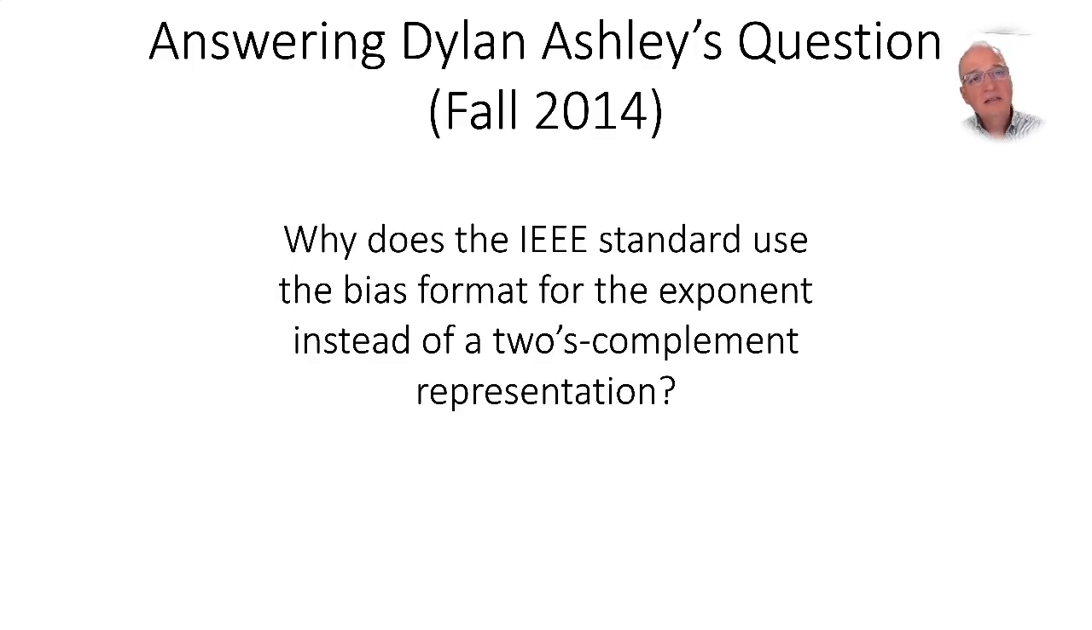And Dylan was very insistent in a question. He said, why does the IEEE standard use the bias format for the exponent instead of a two's complement representation? And he was very insistent. He says, why make things more complex? We already know two's complement. Why do we need to learn a new representation now? And when Dylan asked that question in the class, I did not know the answer. I had never looked into why we use the bias format for the exponent.